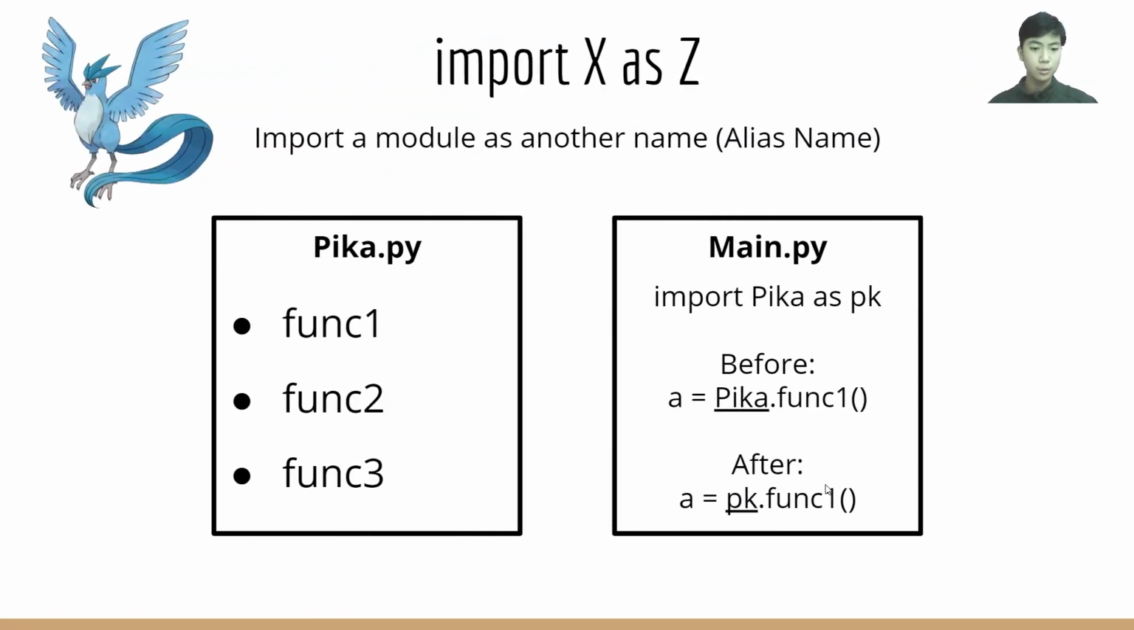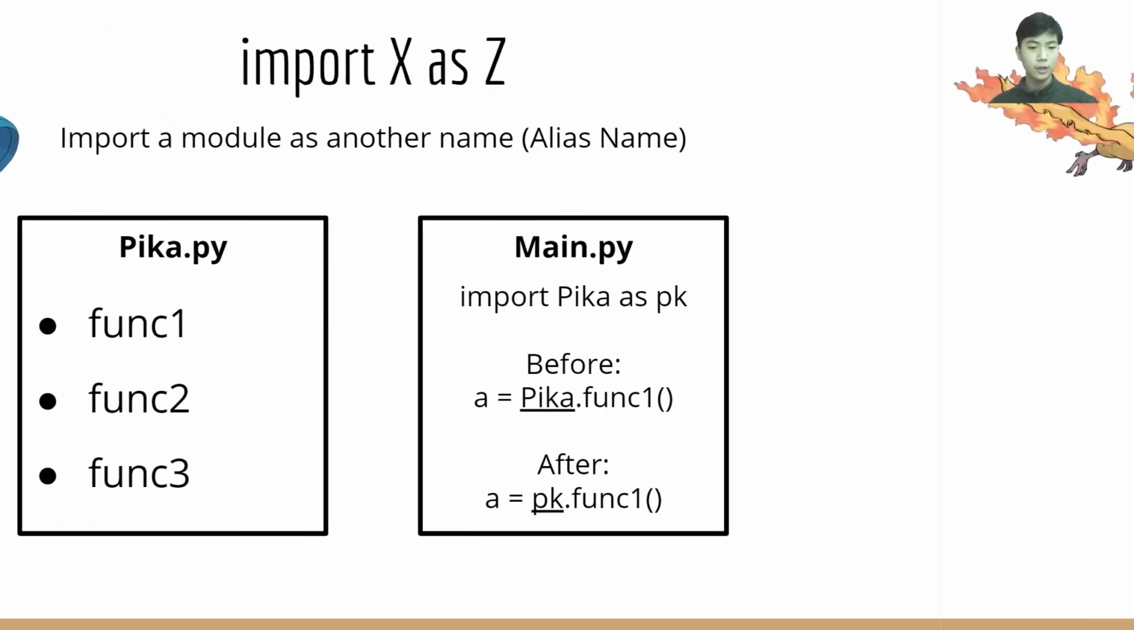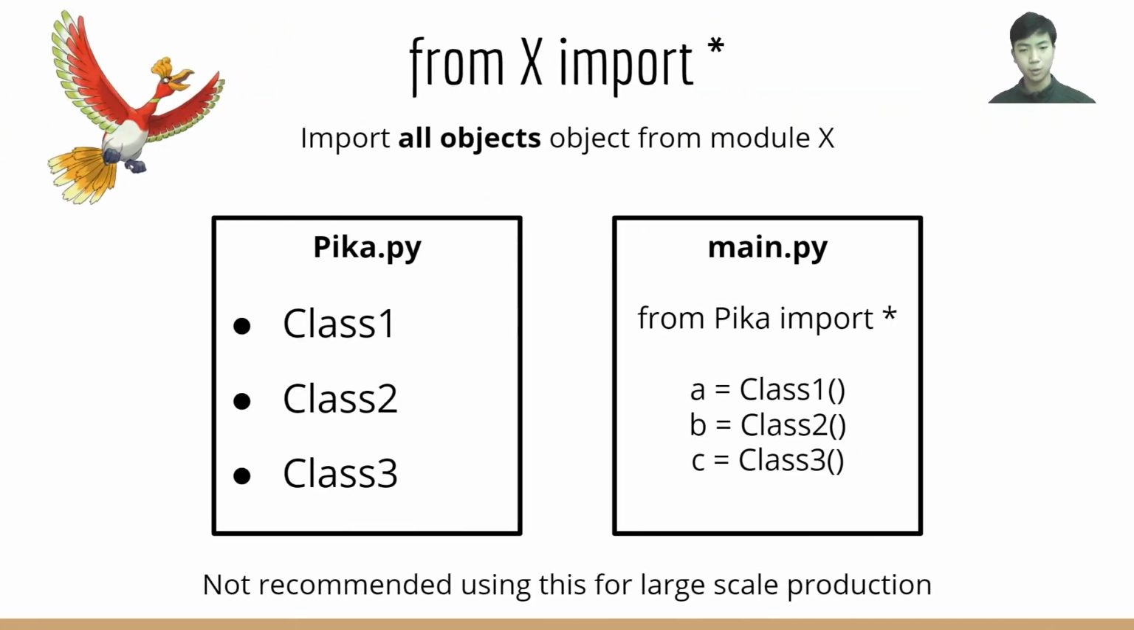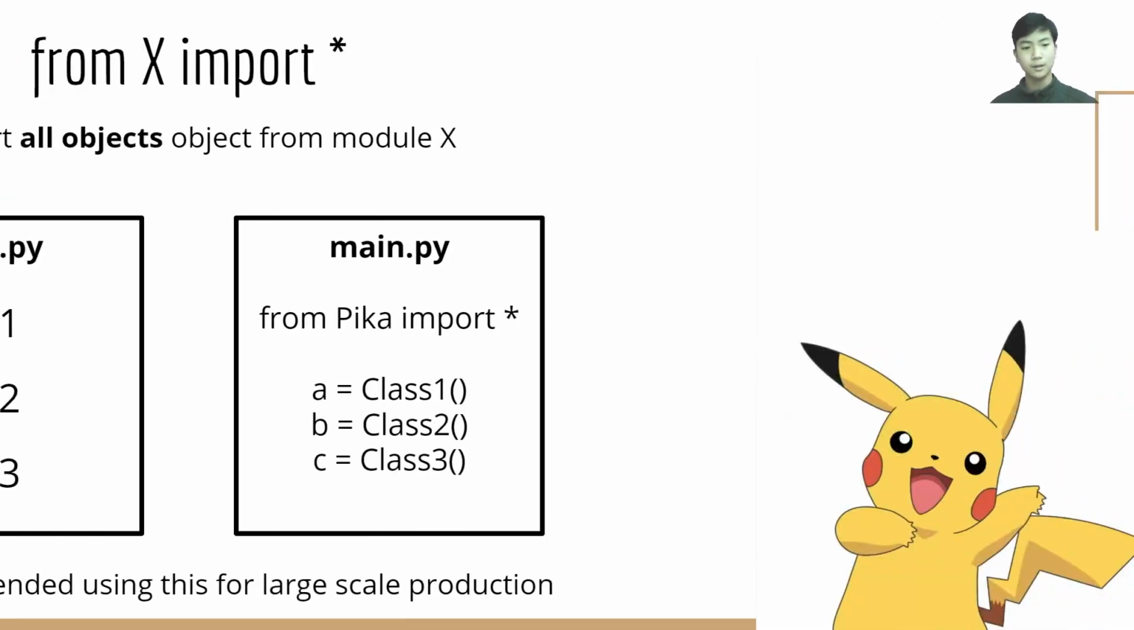However, if you do import X, you can do import X as Z, and you can make your module name even smaller, and this will basically help you and won't make you run into any problems. Or if you prefer, you can just use from X import star, because you don't need to type out the module name. It depends on your situation, but thank you for watching.